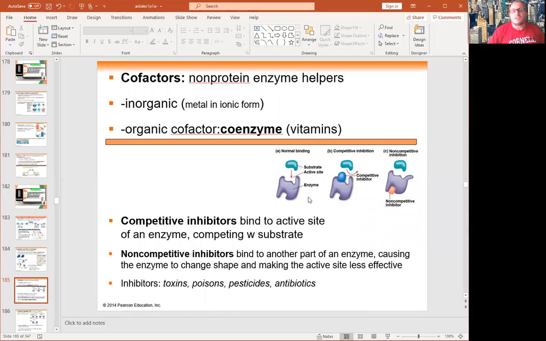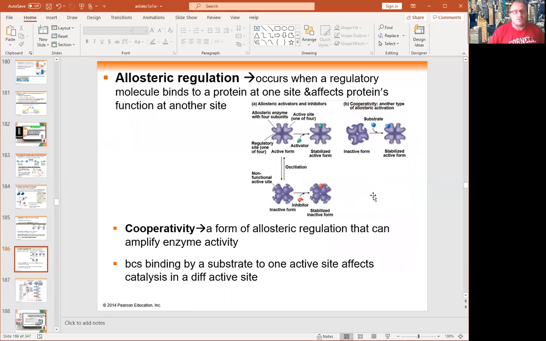Cofactors are the non-protein enzyme helpers. They are inorganic. Organic cofactors can be coenzymes, like vitamins. There are also inhibitors, and the inhibitors can be competitive or non-competitive. As you see, if it is blocking the active site, that will be competitive. If it is actually binding to a different site, it's non-competitive.